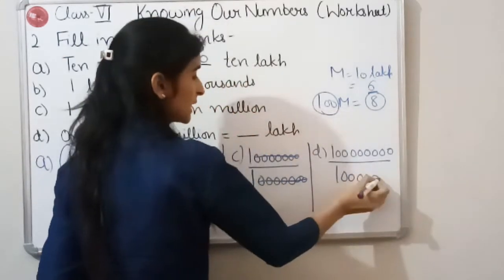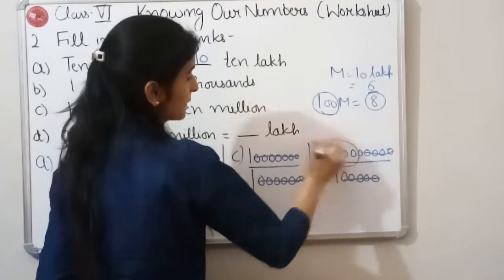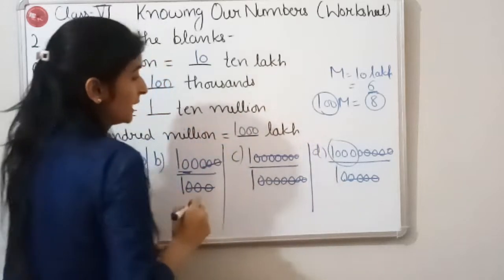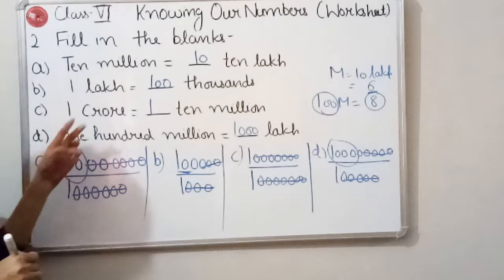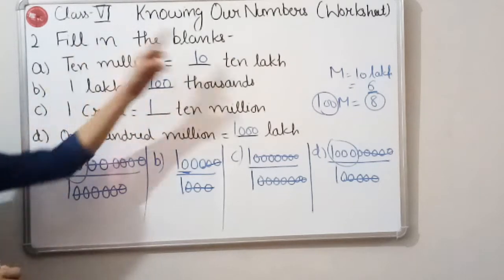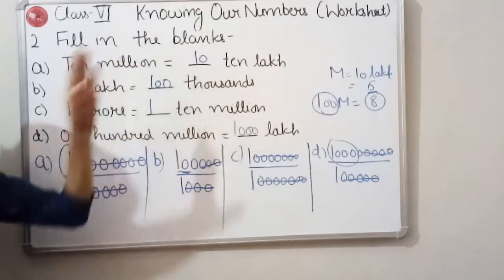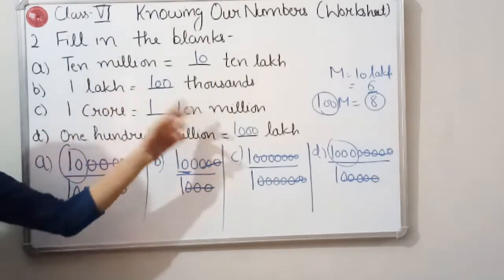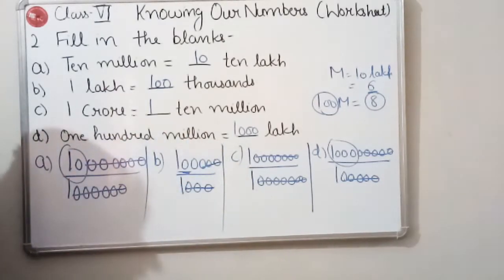Okay. So we will cut these 5 zeros with these 5. So we will be left with this 1000. Okay. So what do we have to do? We have to divide this term by this term. It means we will divide this 10 million by 10 lakh, 1 lakh by thousands, 1 crore by 10 million and 100 million by lakh. Then only we will get the answers.